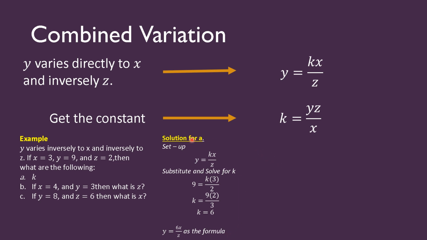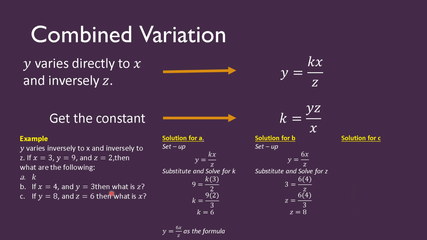Now, we can solve B and C. So, let's solve B. Our setup would be y is equal to 6x over z. Substitute and solve for z. So, we have 3 is equal to 6 times 4 over z. Therefore, when deriving, z is equal to 6 times 4 over 3. Therefore, z is equal to 8.